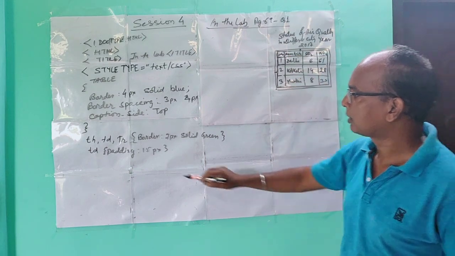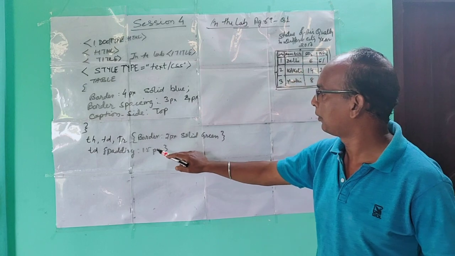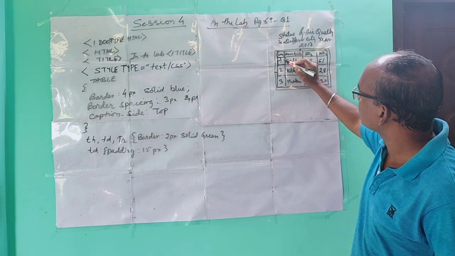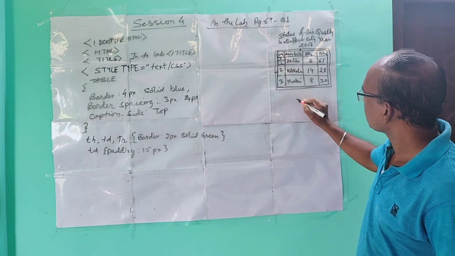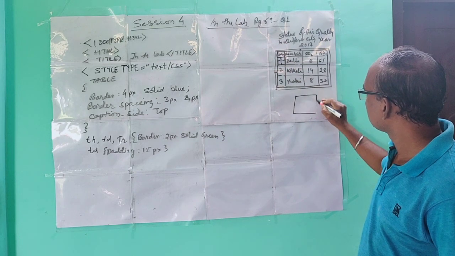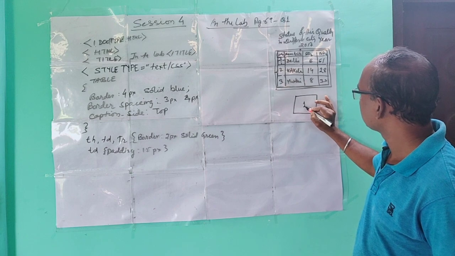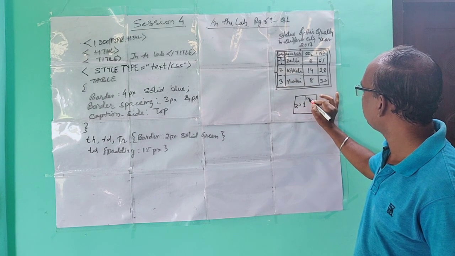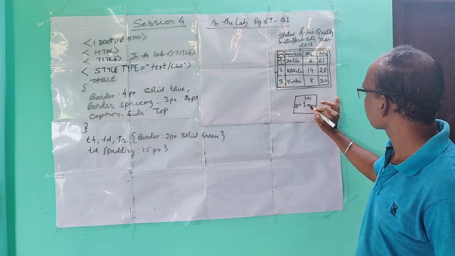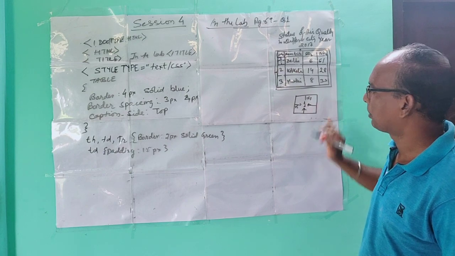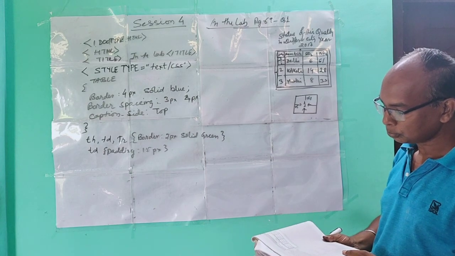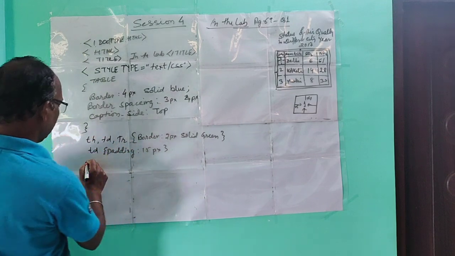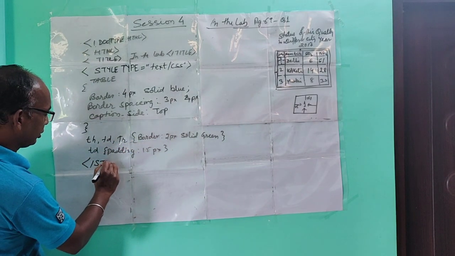Okay. Next, TD padding is 15 pixel. What is the difference here? Suppose this is one row, suppose data is 1. So here you get the space of 15 padding, 15px. This is used for the padding. Then style close.